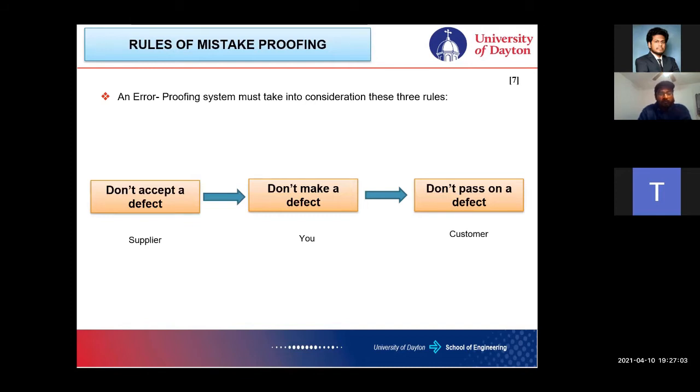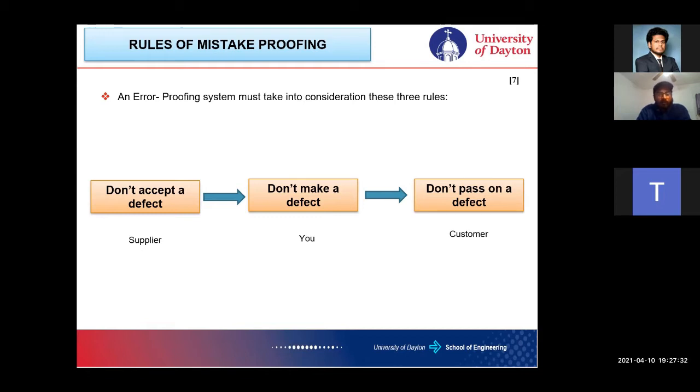Rules of mistake proofing. The three rules are: don't accept a defect from the supplier, don't make a defect in the production process, and don't pass on a defect when sending it to the customer. This means that whenever we are receiving a product or a component from the supplier, we need to make sure that it's defect free. Proper mechanisms must be set for the detection.